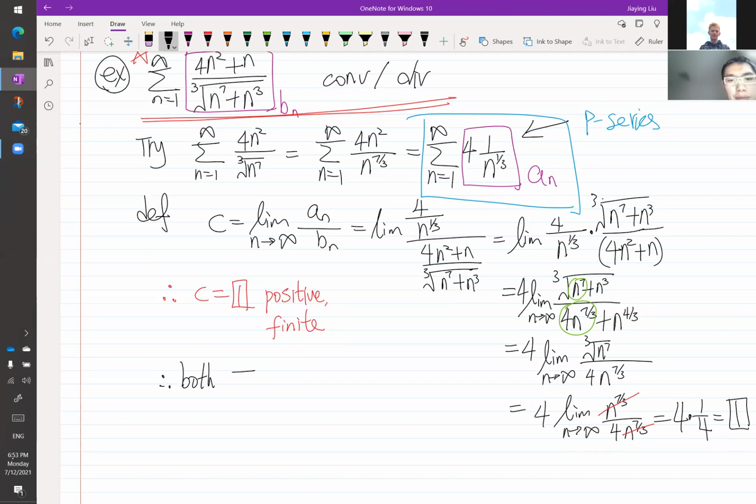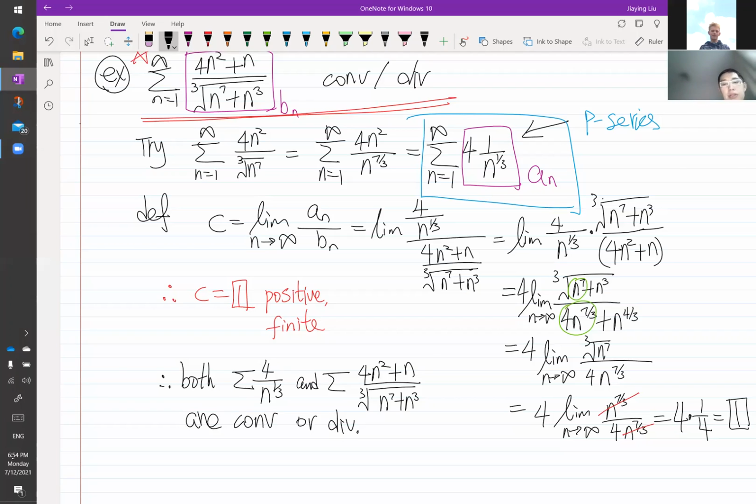and conclude that both series, the one that's given and the one we picked, 4/n to the 1/3, and the series that we're interested in, 4n squared plus n over cube root of n to the 7th plus n cubed, are both convergent or both divergent. We don't know yet, but both behave the same way. So that's using the C: we pick a series first by using the leading terms, and then we define the C and find the C value.